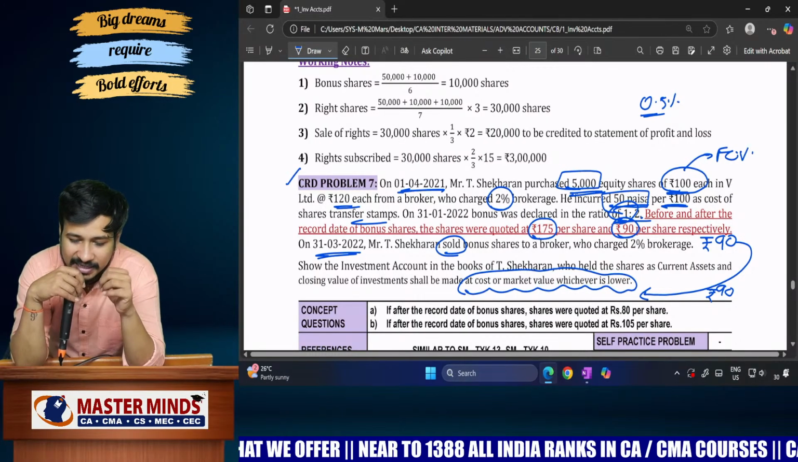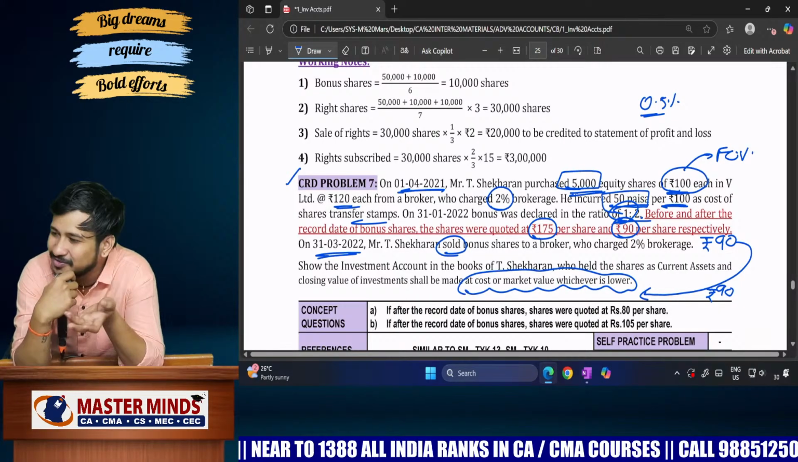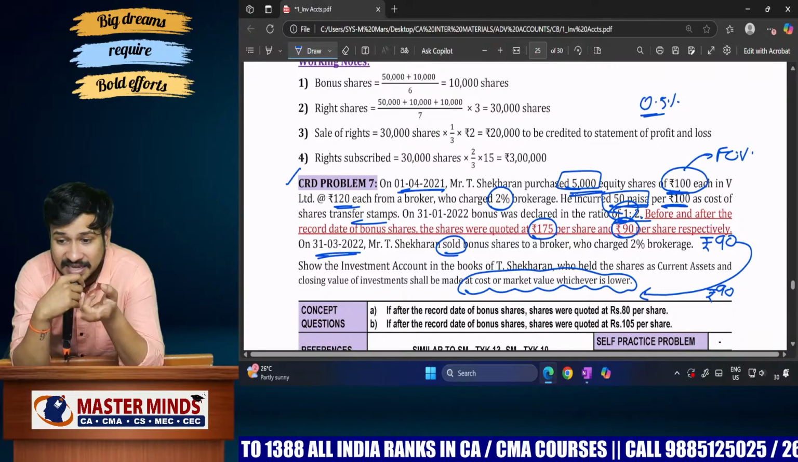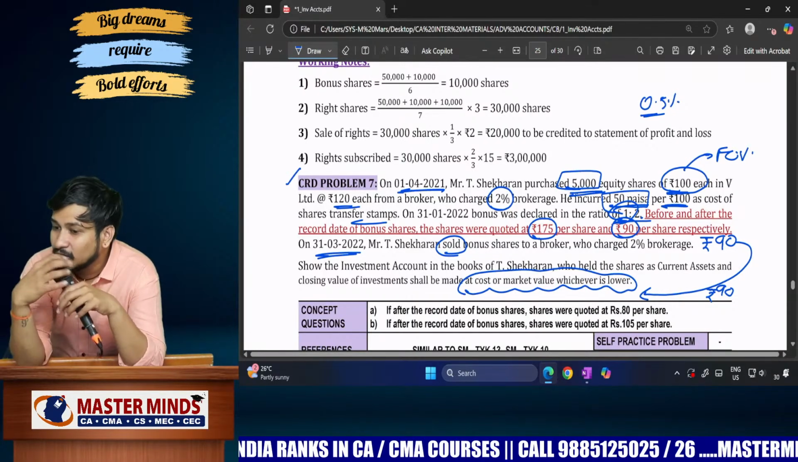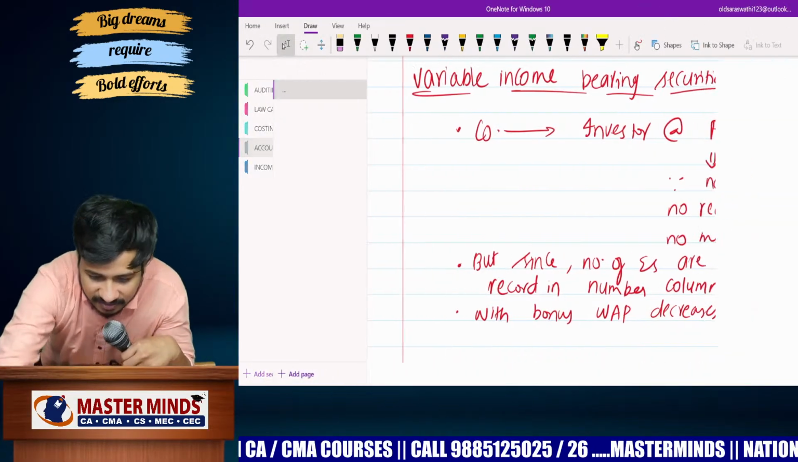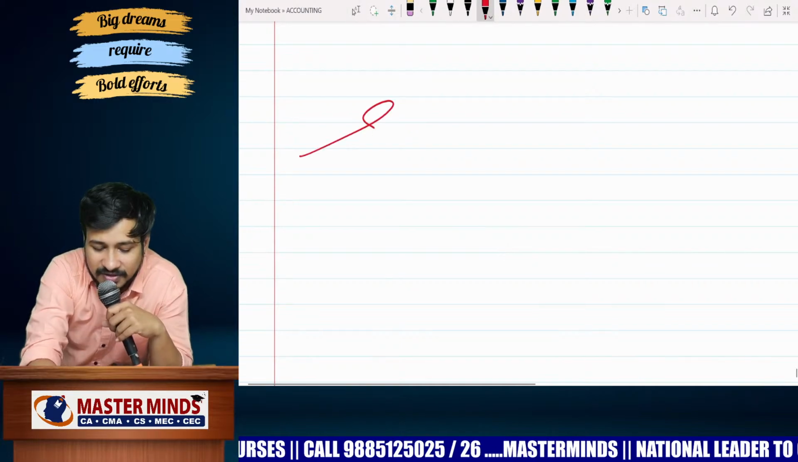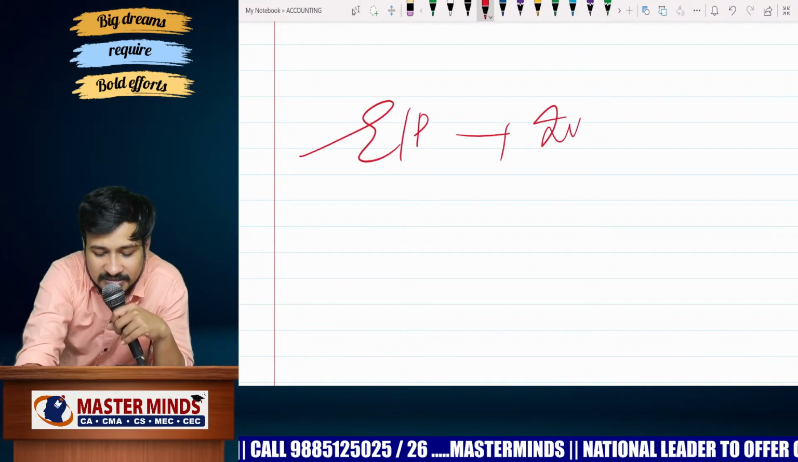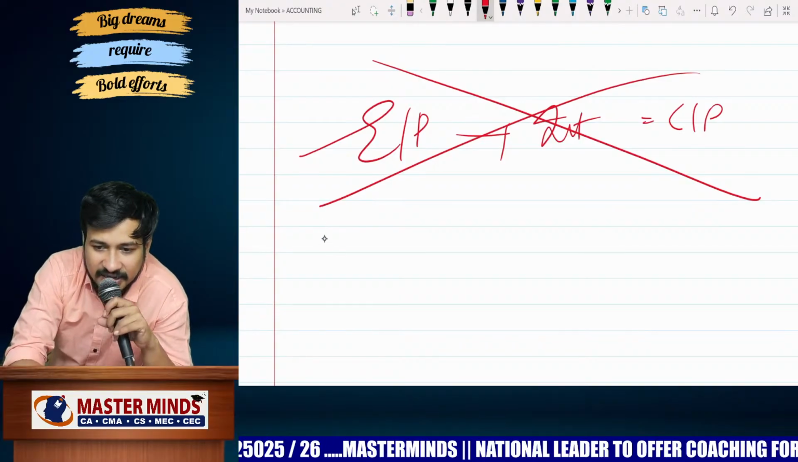Frankly speaking, for purchase you need to do working note. There is no need for bonus, it is 5,000 into 1 by 2. But for sale again you need to do the working note. If you have remembered for debentures, we have done something like EIP plus interest is equals to CIP. But this concept is not needed under equity shares at all.